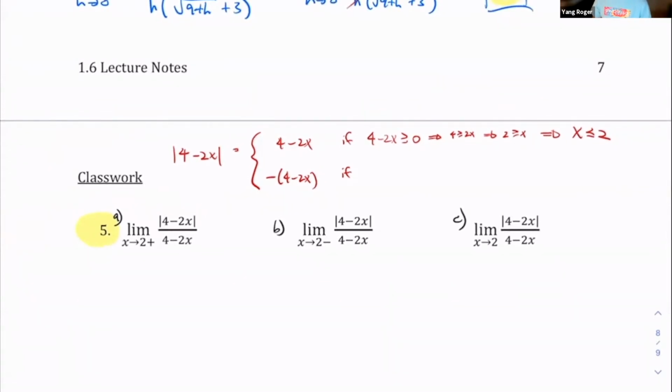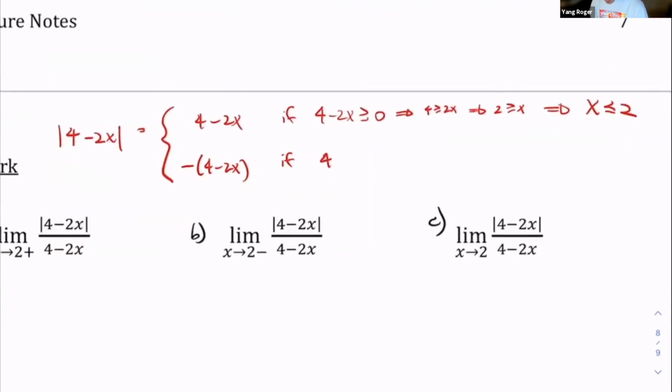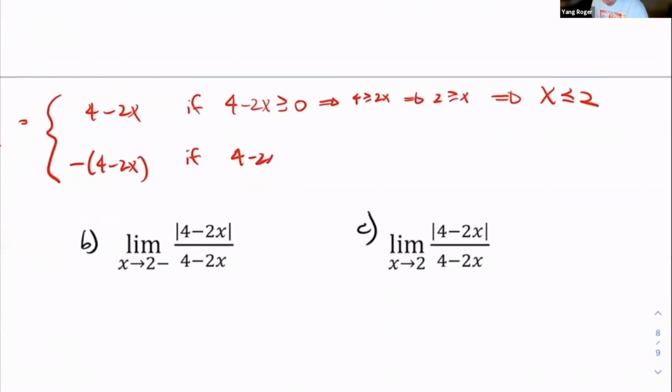I'm going to do the same thing for the second one. I want to figure out when 4 minus 2x is less than 0. So I can add 2x to both sides, and I get 4 is less than 2x. And then if I divide both sides by 2, I get 2 is less than x, which when I write the x on the left-hand side means x is greater than 2.